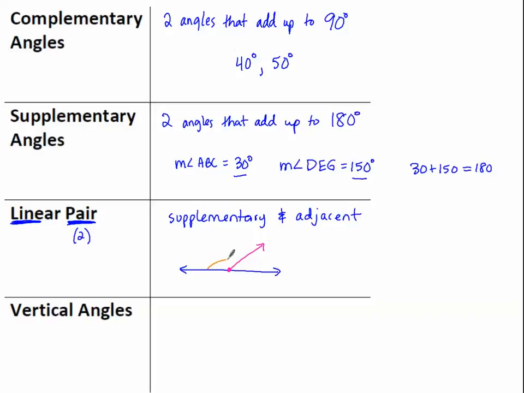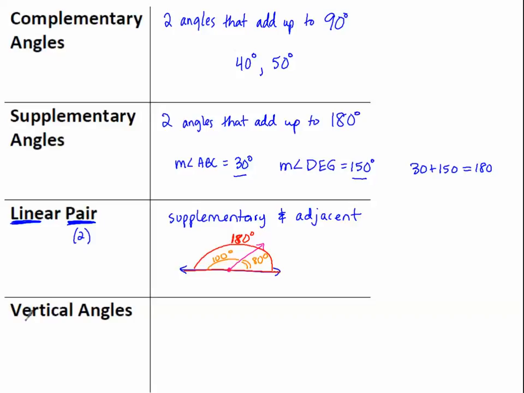So this angle right here might measure 100 degrees. What does that mean about this angle that's right next to it? These angles that share a side? That's right, it has to be 80 degrees. Why? Because both of them together make this line, this straight angle that has to be 180 degrees put together.